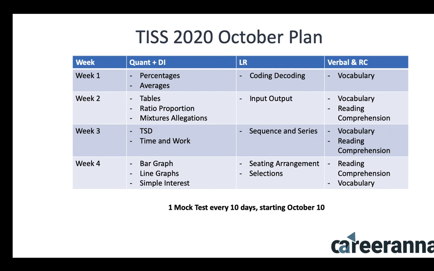Week 3, time, speed, distance, time and work. From the Quant part, LR, sequence and series, and vocabulary and RC to continue for English. Week 4, bar graphs, line graphs, simple interest, seating arrangement, selections for LR, and RC and vocabulary to continue.